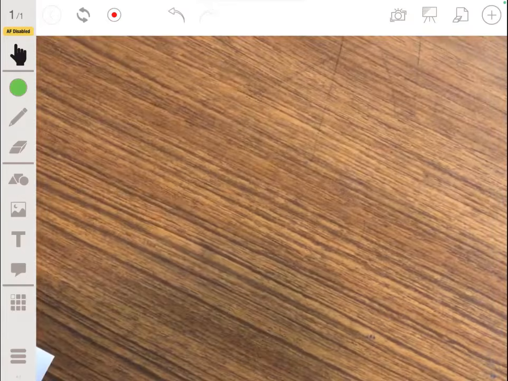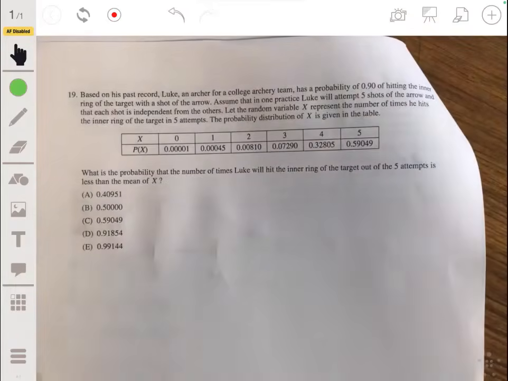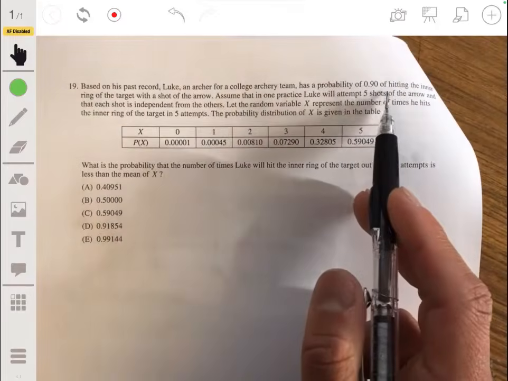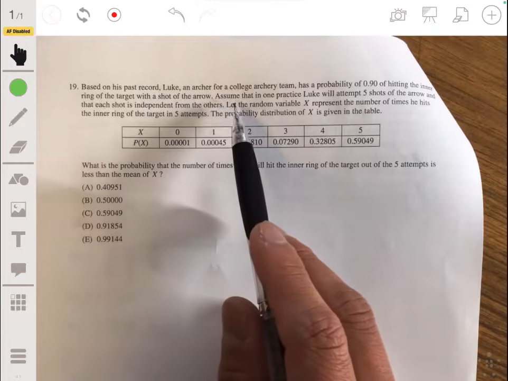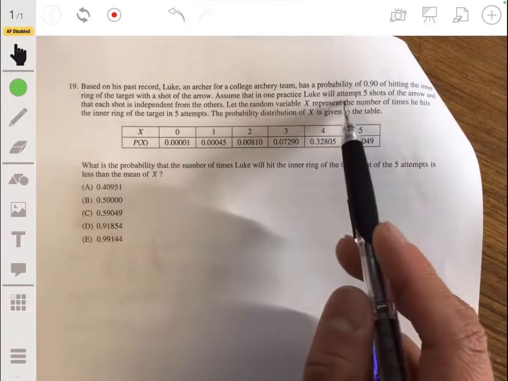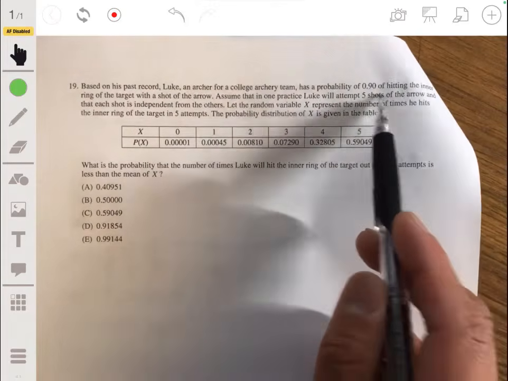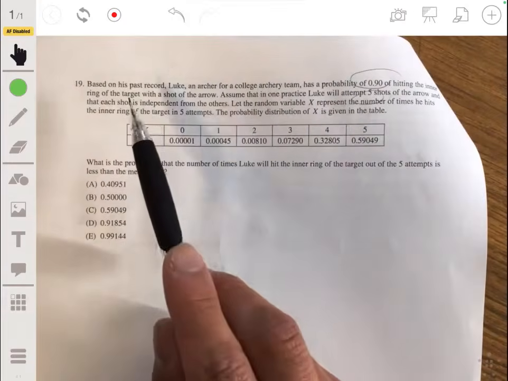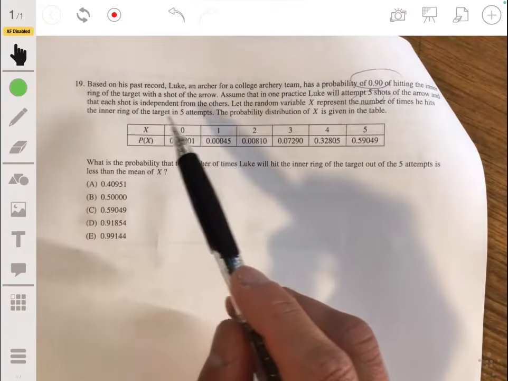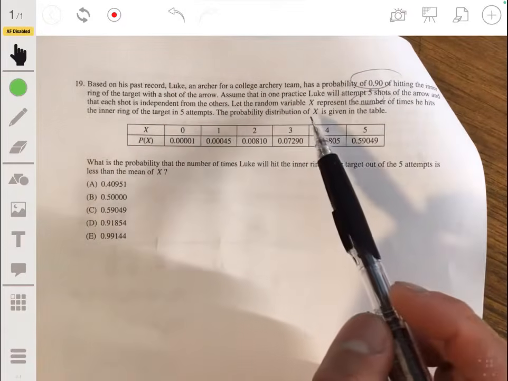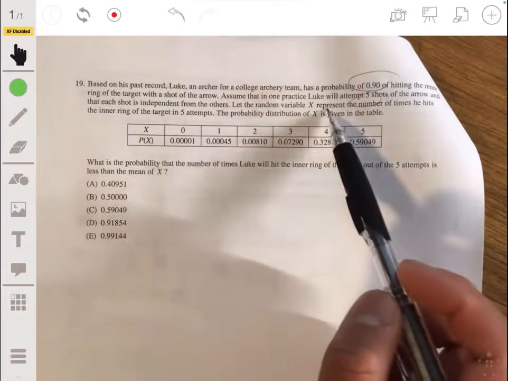All right, number 19. Based on his past record, Luke, an archer for a college archery team, has probability 0.9 of hitting the inner ring of the target with a shot of the arrow. Assume that in one practice, Luke will attempt 5 shots of the arrow, and each shot is independent from the others. Let the random variable x represent the number of times he hits the inner ring of the target in 5 attempts. The probability distribution of x is given in the table.